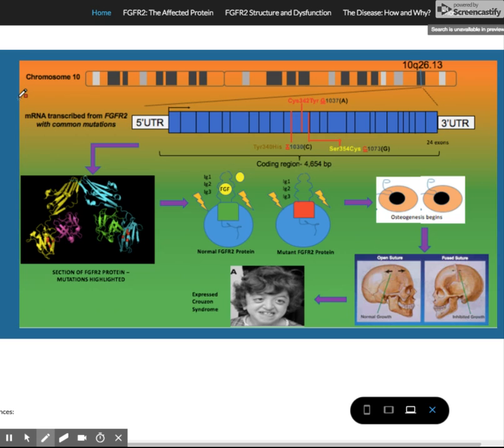I'm going to take you briefly through this diagram so that while you're exploring the rest of the website, you'll have a bit of a background when looking closer at the complications that cause and arise out of Crouzon syndrome.